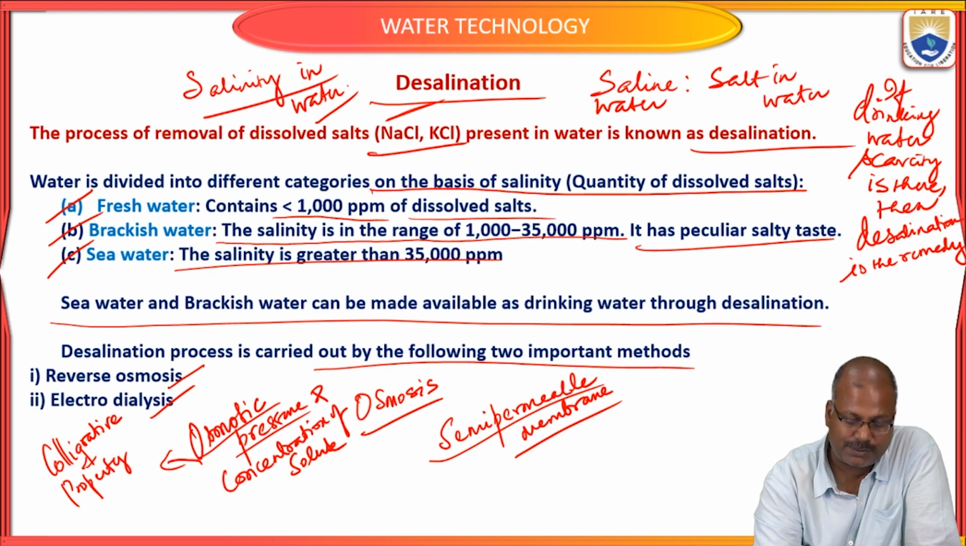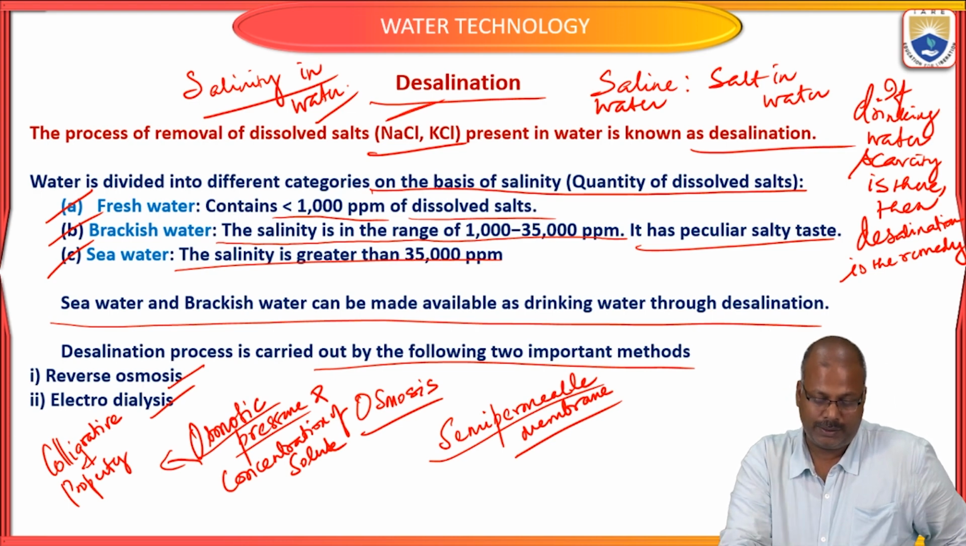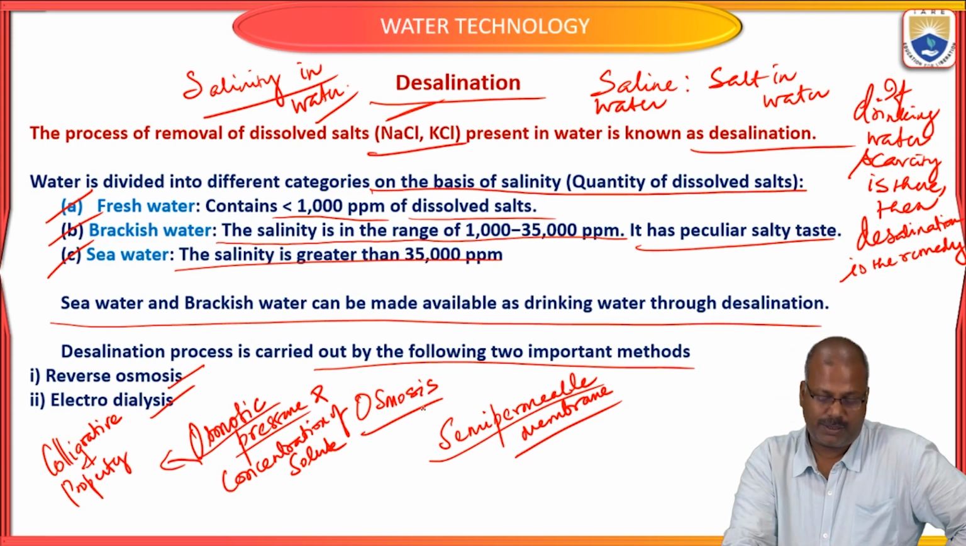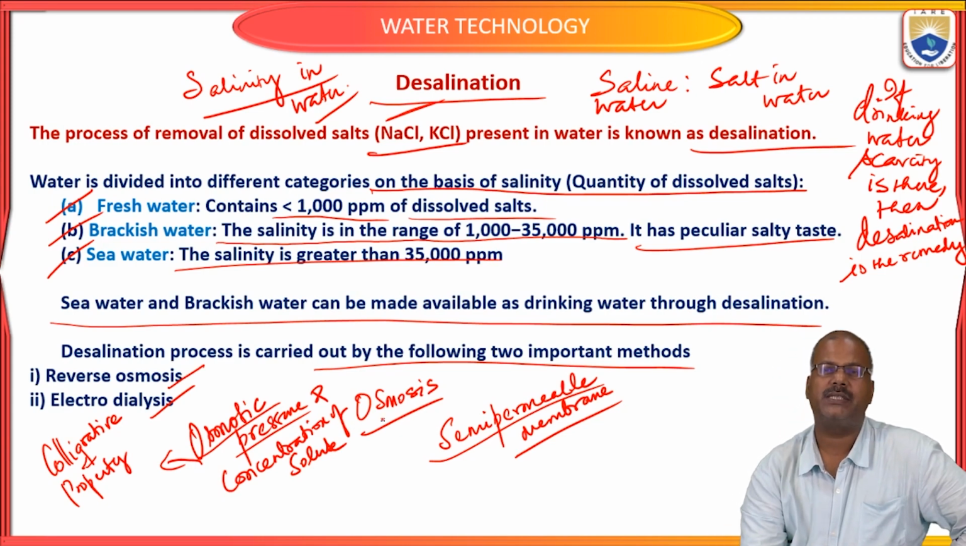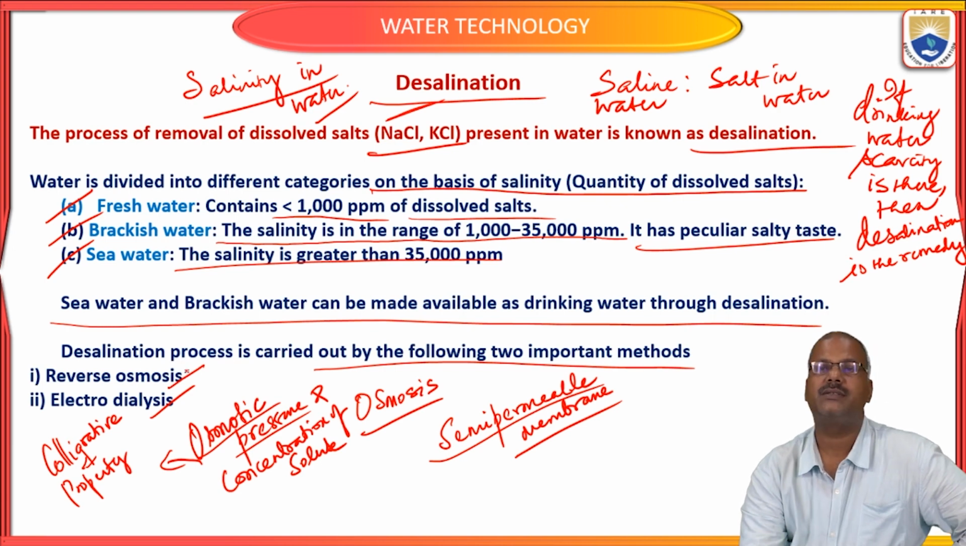So reverse osmosis means if you apply a pressure greater than the osmotic pressure, then the reverse flow happens. Solvent moves from the higher solute concentration side to the lower solute concentration side. So that principle is used in reverse osmosis.